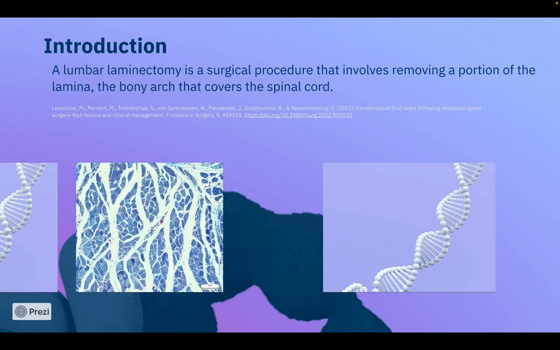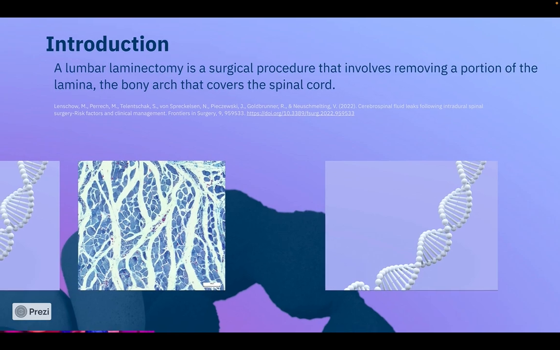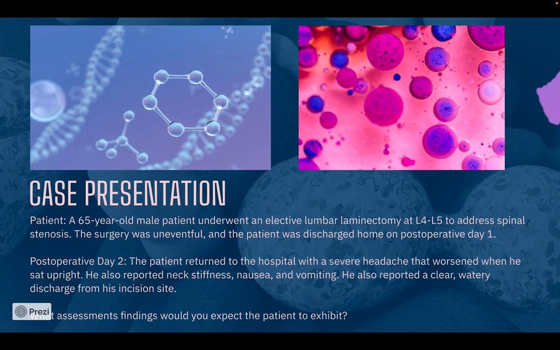So this is a surgical procedure that involves removing a portion of the lamina, which is a bony arch that covers the spinal cord. This surgery is most often performed to treat spinal stenosis, a narrowing of the spinal canal that can put pressure on the spinal cord and the nerve roots and cause lots of issues for the patient. So let's talk about our patient.